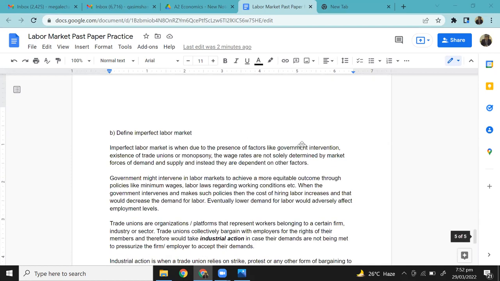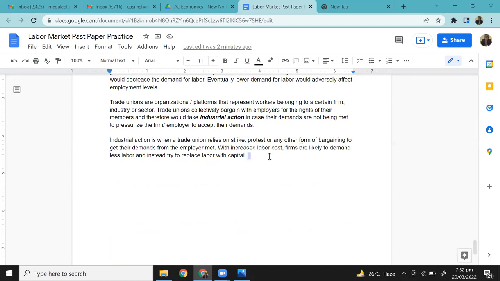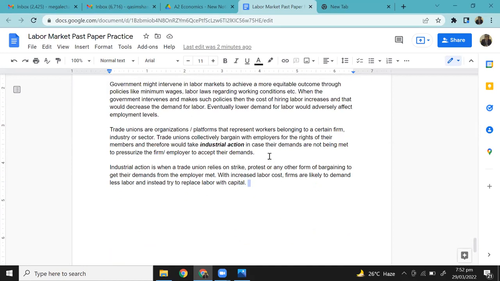Now, coming back to the point. What you need to say, first of all, just like we explained it for government intervention: in the case of government intervention, we said that when the government intervenes, they impose minimum wages, they impose labor laws and all those things.